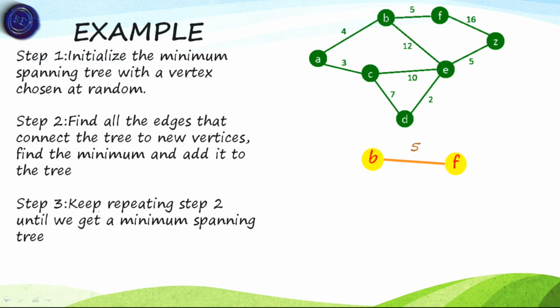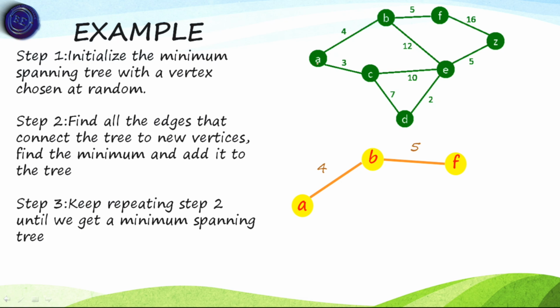Step 3, keep repeating step 2 until we get a minimum spanning tree. This step 2 has to be repeated till we get a minimum spanning tree. After selecting B, we have to find the minimum edge. It has 3 edge values: 4, 5, 12. Already 5 is connected but 4 is not connected. When 4 and 12 are compared, 4 is the least, so 4 is connected with vertex A.